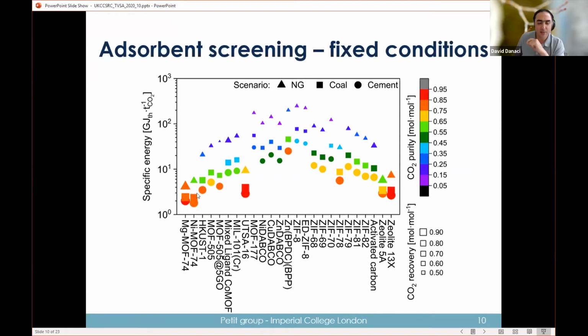So down here we have, let's take the natural gas fired power plant example of 4% CO2. And for MG MOF 74, we're kind of in the 4-ish gigajoules thermal per ton of CO2. And with reasonably good purity and recovery.